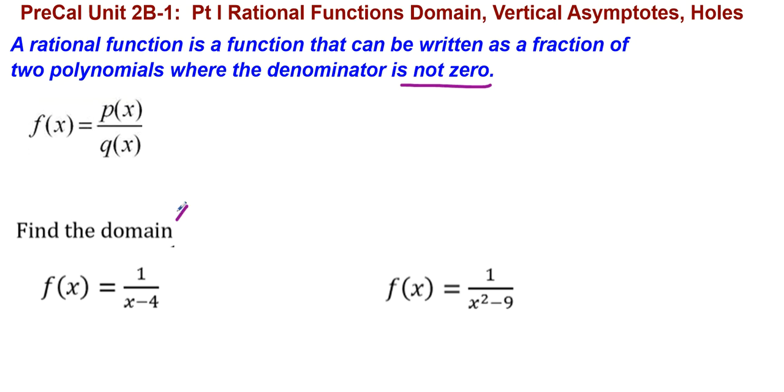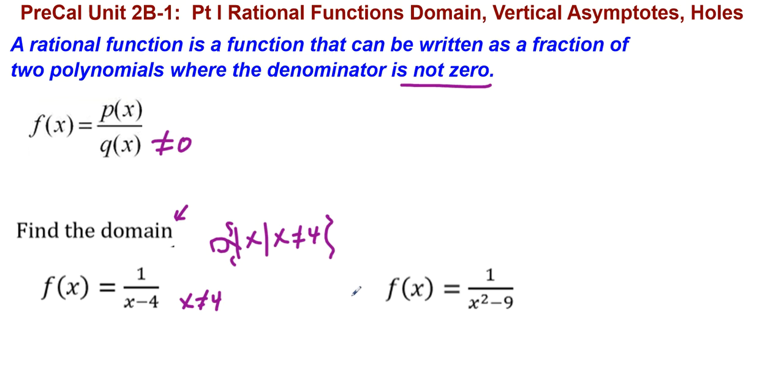So first thing we're going to do is look at domain. Because the denominator can't equal zero, we're going to have domain restrictions. So here's the first one. f of x is equal to 1 over x minus 4. Well, if we set the denominator equal to 0, we find that when x is equal to 4, we're going to have a problem because 4 minus 4 is 0. We have 1 divided by 0, and the world comes to an end. So x cannot equal 4. So our domain is all x's such that x does not equal 4. Okay? There we go.